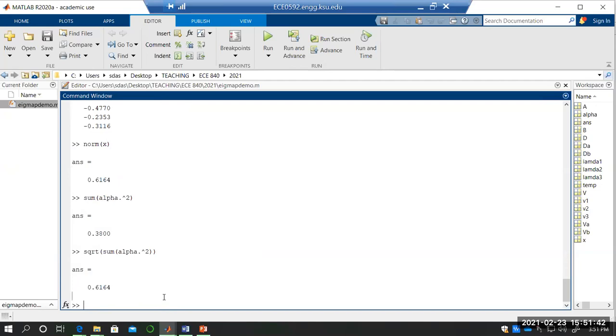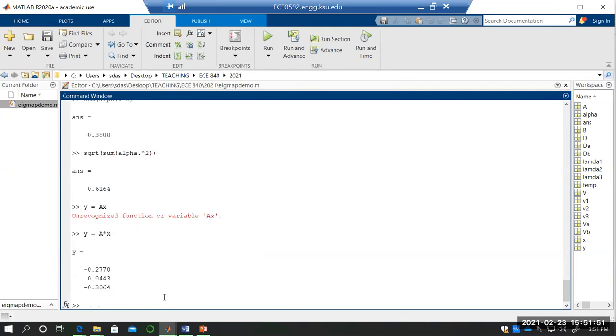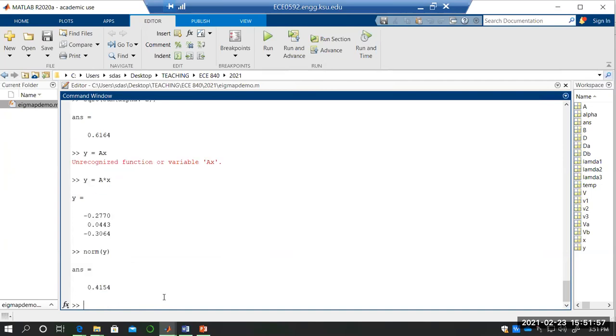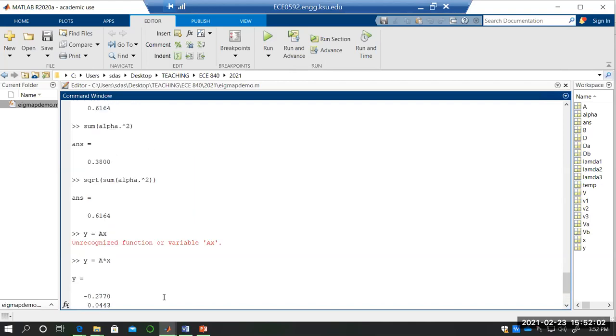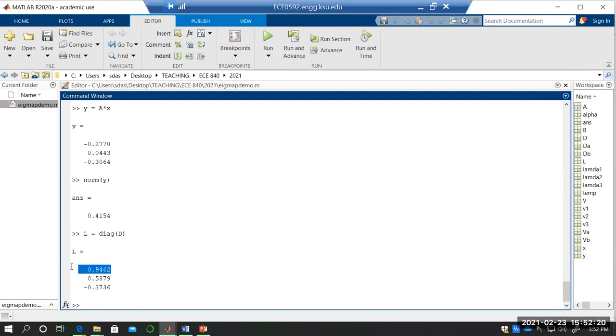Okay. Now let's take y equals A star x. What's the norm of y? 0.4154. But what are the lambdas? Lambdas are, let's do this. L equals diag of D. So this is the vector of all my eigenvalues. Okay. This is lambda 1, this is lambda 2, and this is lambda 3.